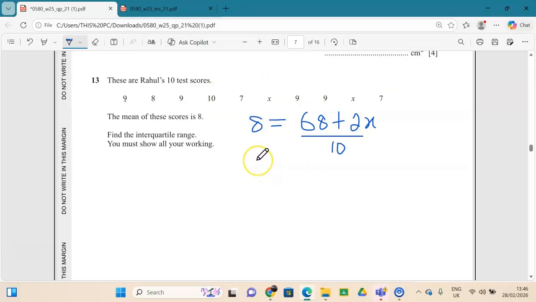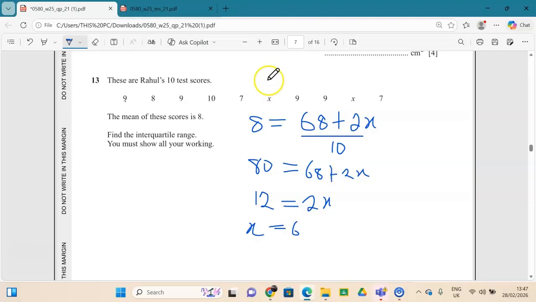We can cross multiply, and we're going to have 80 equal to 68 plus 2x. So we get the difference, 80 minus 68. That will produce 12. So we write 12 equals 2x. So the value of x becomes 6 for sure. So now we know that x here is 6. This can be replaced with 6, and this can be replaced with 6 also.